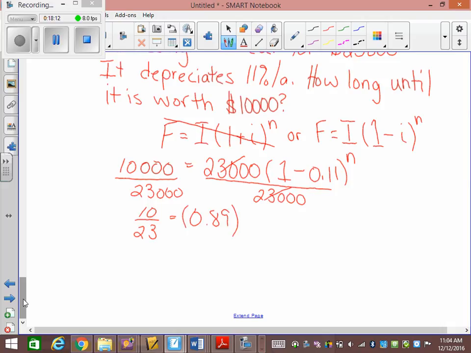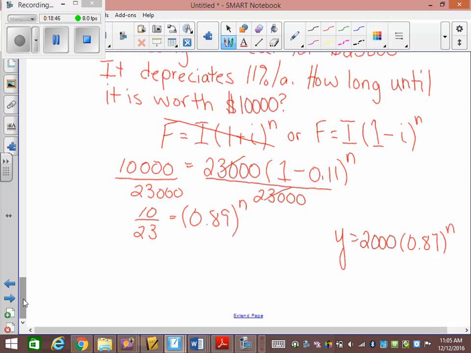0.89 to the n. Now, say I give you y equals 2,000 times 0.87 to the n, and I ask you, is it depreciating or appreciating? It's depreciating because it's decreasing. Remember, if b is between 0 and 1, it's decreasing. Now, how much is it depreciating by? People will tell me 0.87. That's how much is left. That's not what it's depreciating by. What's it depreciating by? The remainder.